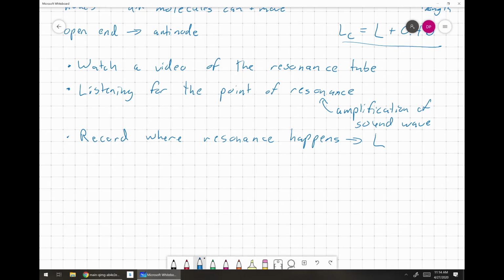If you are very careful in doing this, then you should be able to get the speed of sound to within about 1% of the actual value. So you should be able to get it very, very close. You just have to be very careful and listen for that point where it seems to get the loudest.